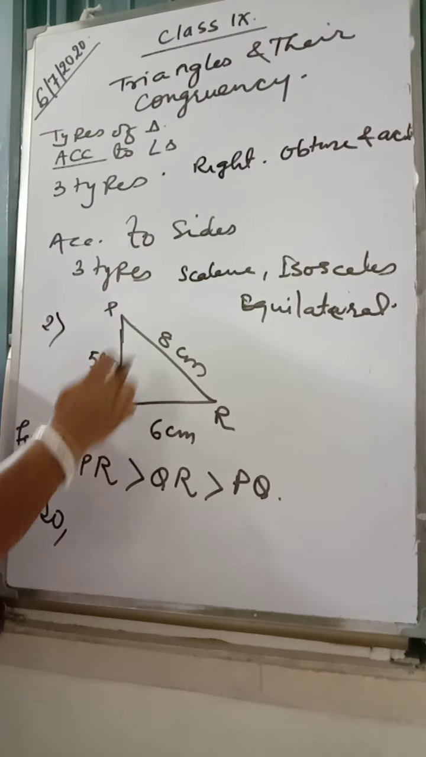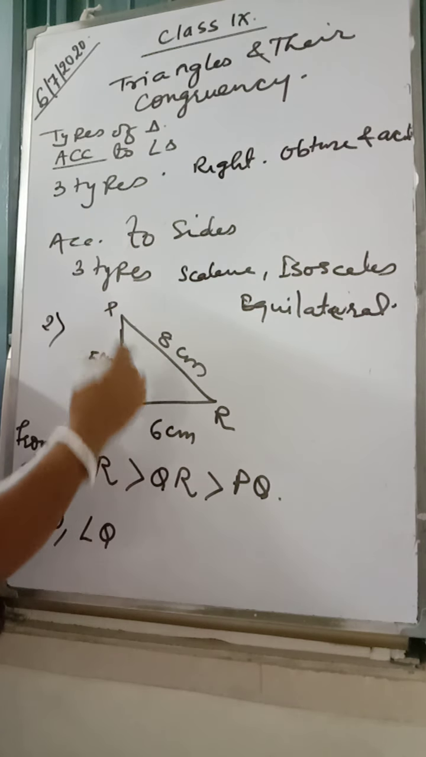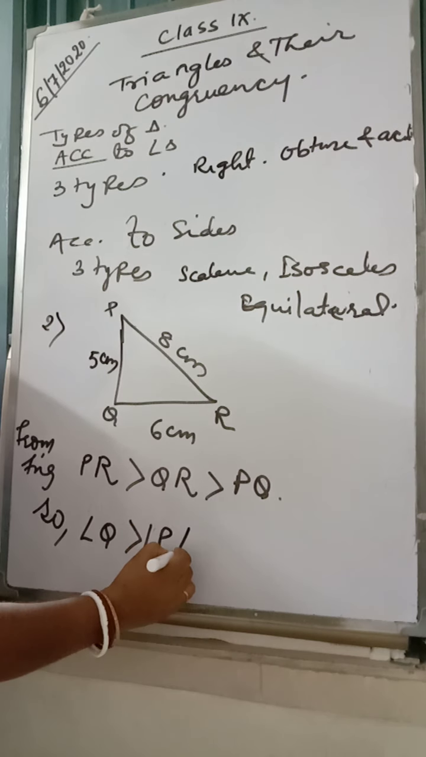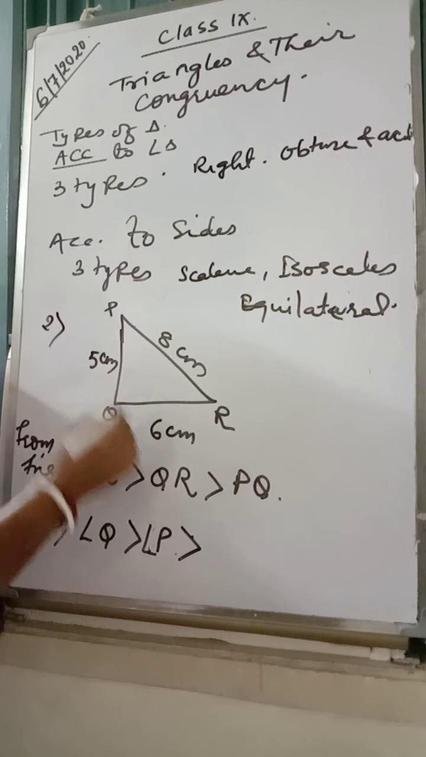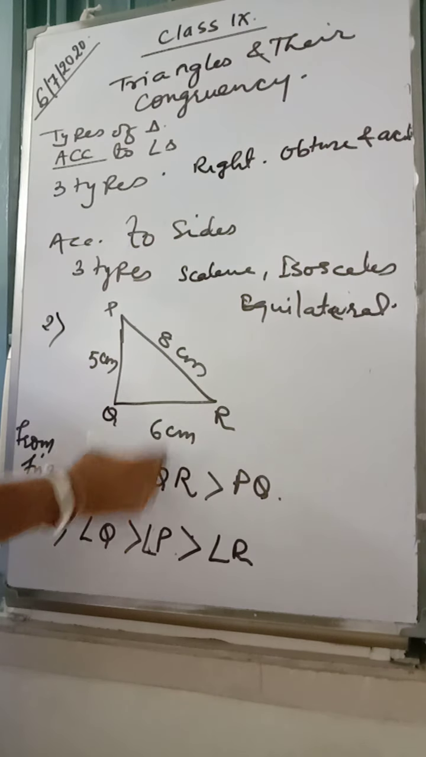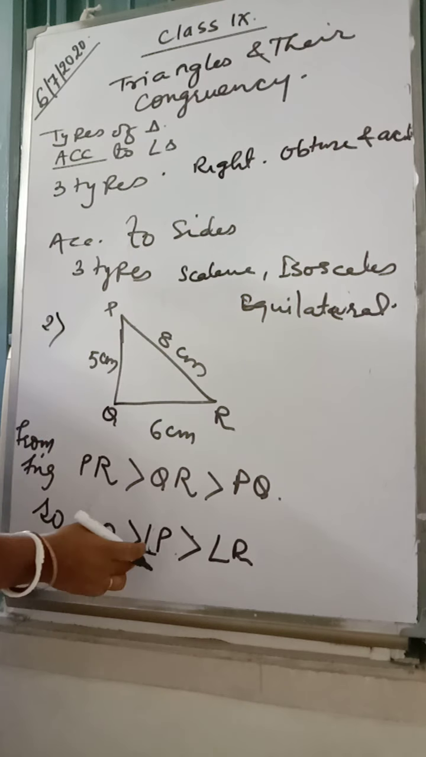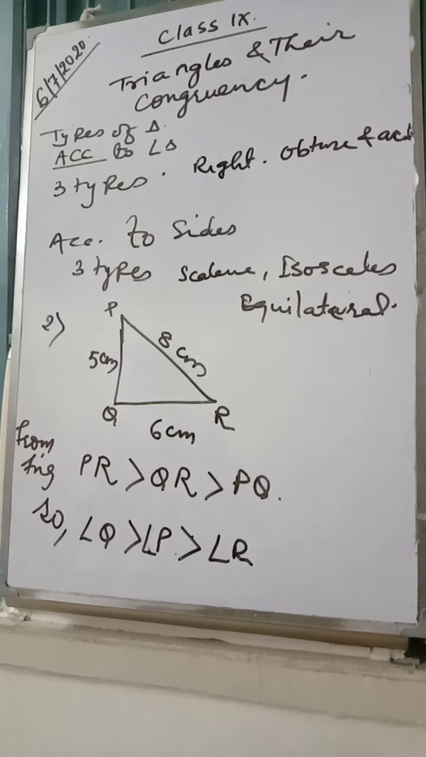So, opposite to PR, angle Q would be the greatest. Opposite to QR, angle P will be the second largest. Angle Q is greater than angle P is greater than angle R, because opposite to PQ, this is angle R. Opposite to PR, this is angle Q. So, angle Q will be greatest, angle P will be the second angle and angle R will be the least angle. This is the second relation between the sides and angles of a triangle.